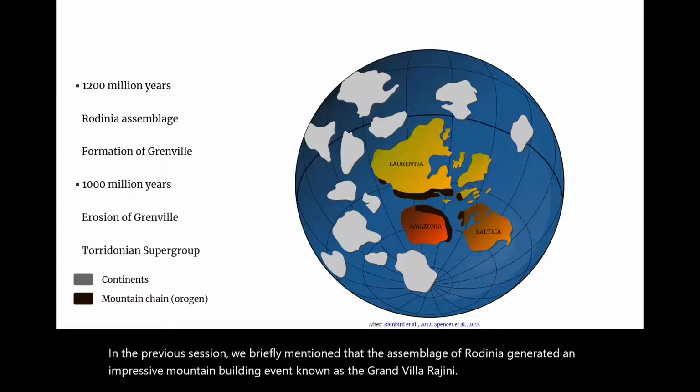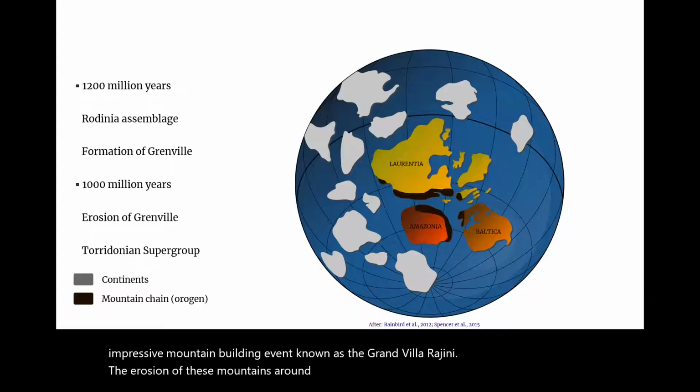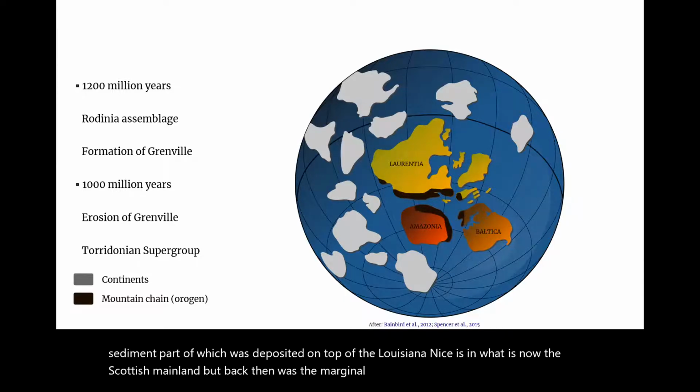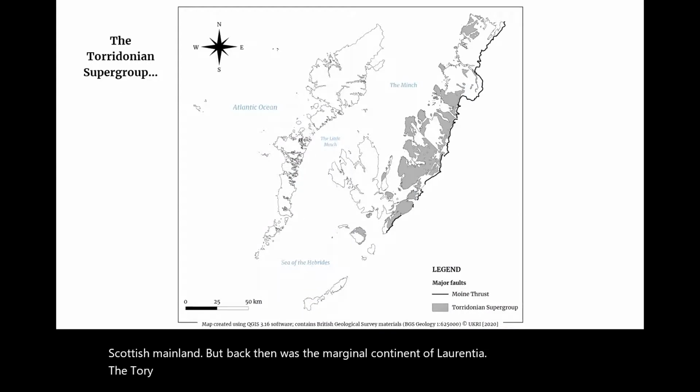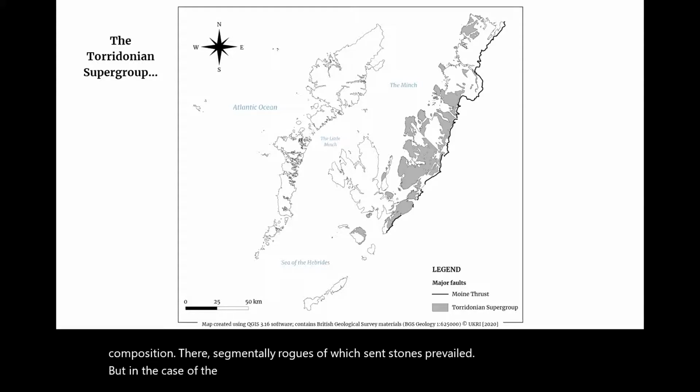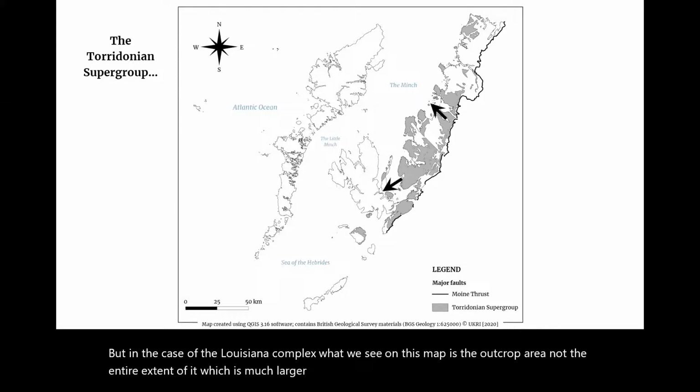The erosion of these mountains around 1,000 million years ago generated a huge amount of sediment, part of which was deposited on top of the Lewisian gneisses in what is now the Scottish mainland, but back then was the marginal continent of Laurentia. The Torridonian Supergroup comprises three groups of rocks that are similar in composition. They are sedimentary rocks, of which sandstones prevail. As in the case of the Lewisian complex, what we see on this map is the outcrop area, not the entire extent of it, which is much larger and reaches as far away as the Minch and the Sea of the Hebrides.